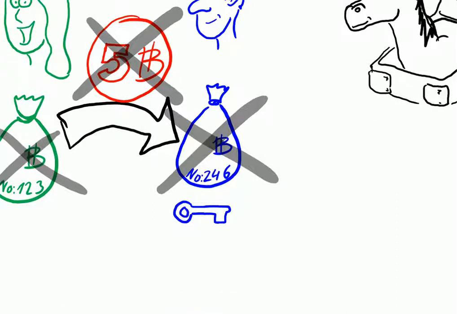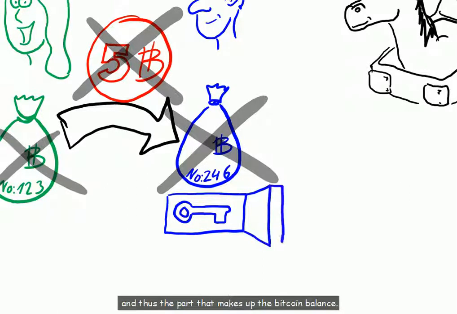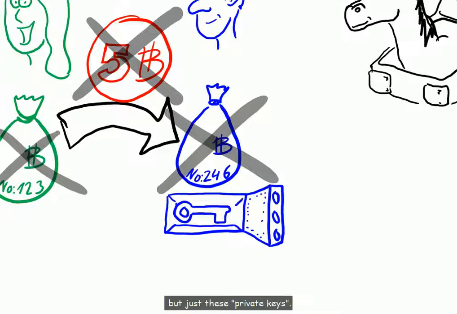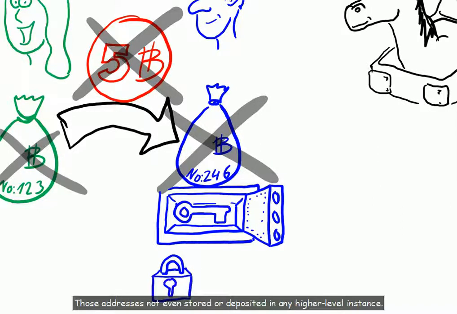key. The private key is the access to unspent transaction output and thus the part that makes up the Bitcoin balance. When it comes to the theft or loss of Bitcoins, no Bitcoins are stolen or lost, but just these private keys. Therefore, the private key should be kept safe. The Bitcoin addresses are not account numbers or similar. Those addresses are not even stored or deposited in any higher level instance.